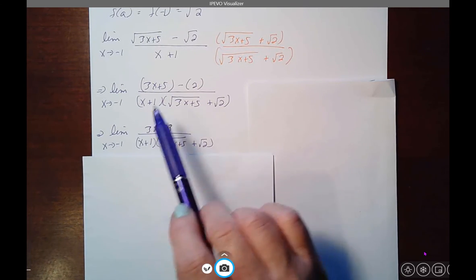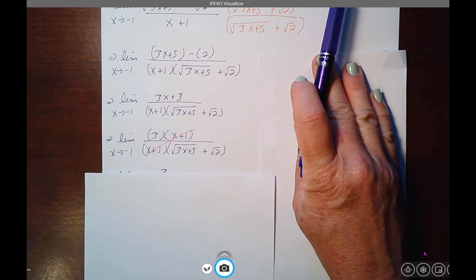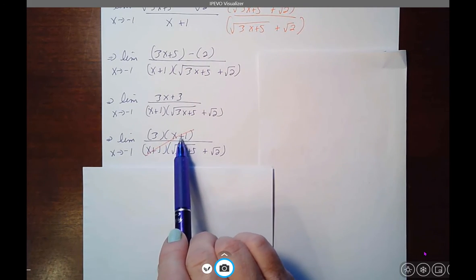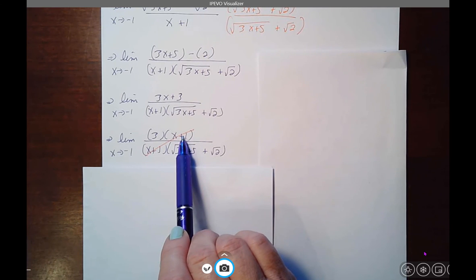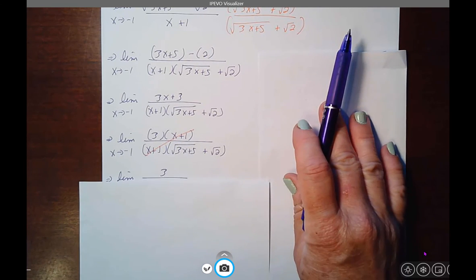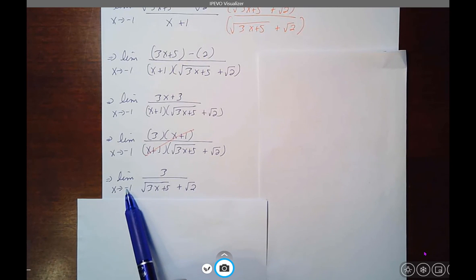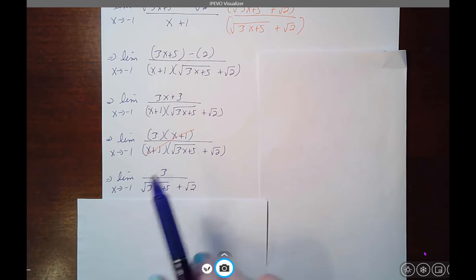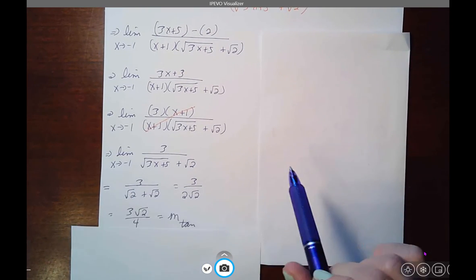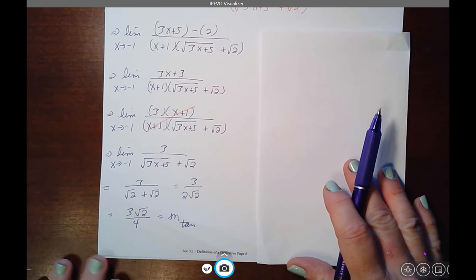Hopefully you can see what to do here. We're going to factor out a 3, and then we should be able to do just that. Okay, so here I'm going to cancel my x plus 1's, and I'm going to write my simplified argument here, 3 over square root of 3x plus 5 plus square root of 2. And now I'm going to actually take the limit as x approaches negative 1, and this is what it would give me if I did that.